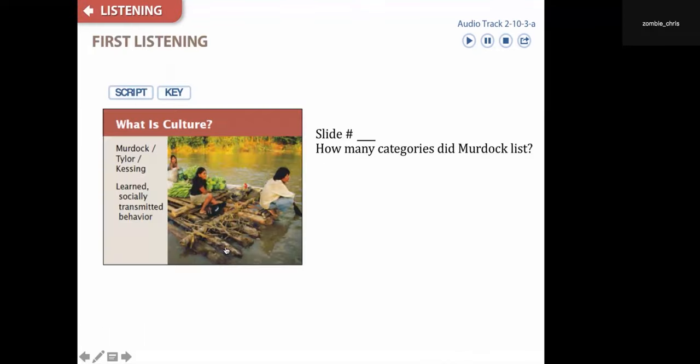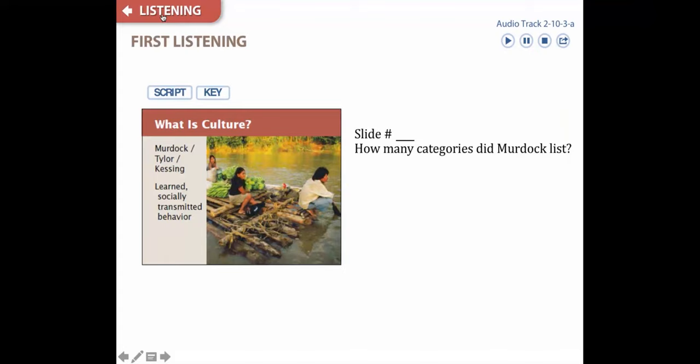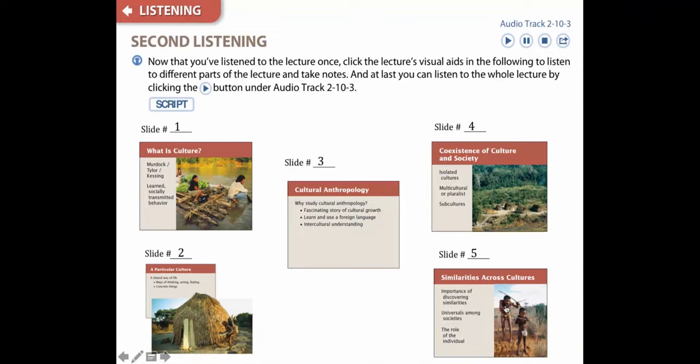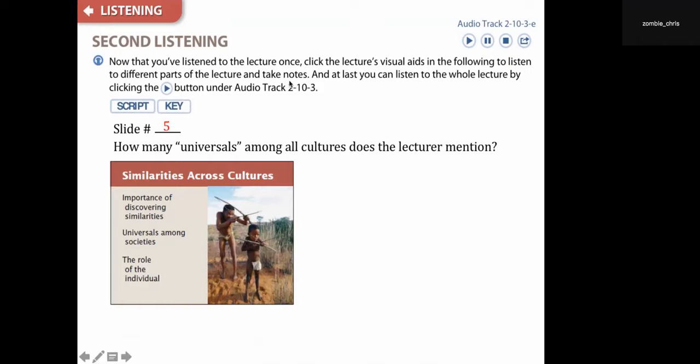How do I get back here? Get back to the listening. And finally, slide 5. How many universals among all cultures does the lecturer mention?